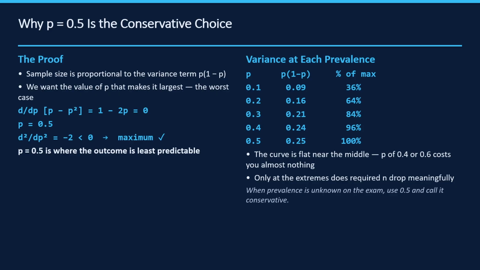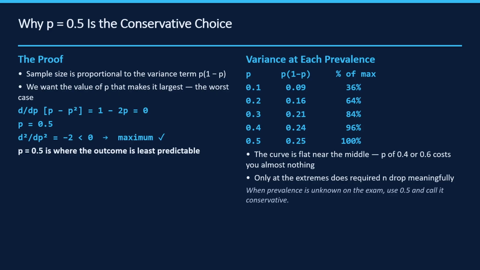Not tradition, it's a one-line calculus result, and it's a satisfying one. Sample size is proportional to p times 1 minus p, the variance term. We want the worst case, the value of p that makes that term as large as possible, because that gives us the safest, largest n. So maximize p minus p squared. Take the derivative, 1 minus 2p, set it to 0, and p equals 0.5. Check the second derivative, negative 2, which is less than 0. So it's a maximum, not a minimum.